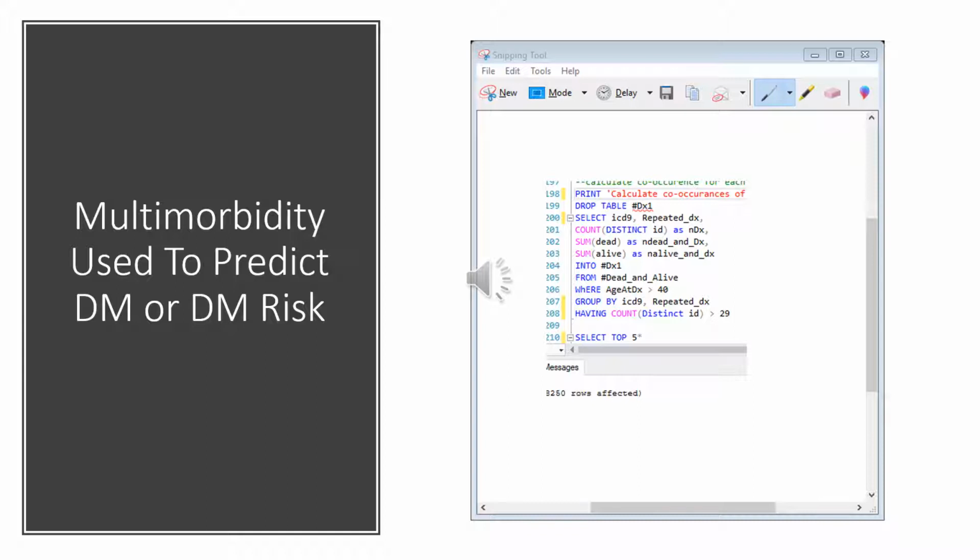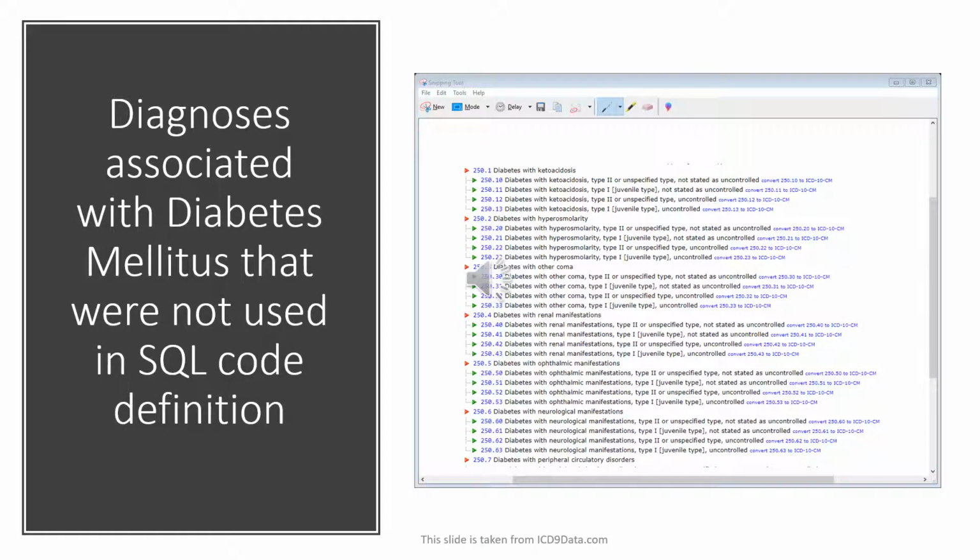A comprehensive set of diagnoses were used to predict the presence of diabetes or risk for diabetes. This slide shows an example of the SQL code used to determine the diagnoses for which there were 29 observations. The total number of that was 8,250. This image is taken from the website icd9data.com. These diagnoses are examples of obvious predictors of diabetes because there is the word diabetes in the diagnoses.